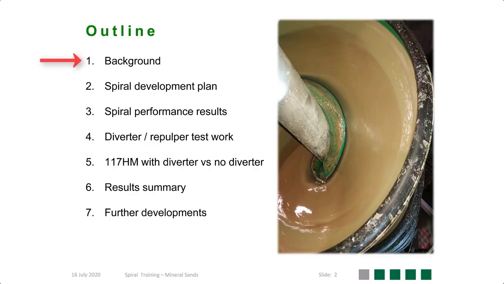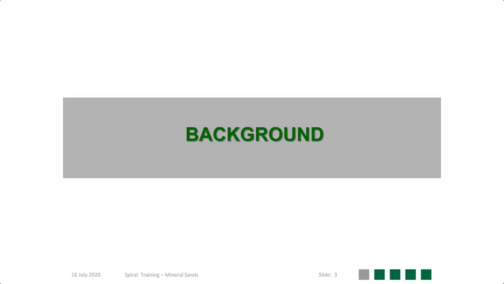So a bit about what I'll be presenting about. The presentation includes some background on why a new spiral is needed, our plan to develop this spiral, some results to compare the existing heavy mineral spiral with the new spiral, what utilizing a diverter, or in other words a repulper, will give in terms of recovery of economic heavy minerals, and how it compares without utilizing that repulper. I will also be talking on summative results based on all the phases, which I'll elaborate on shortly, and then further developments on this new spiral.